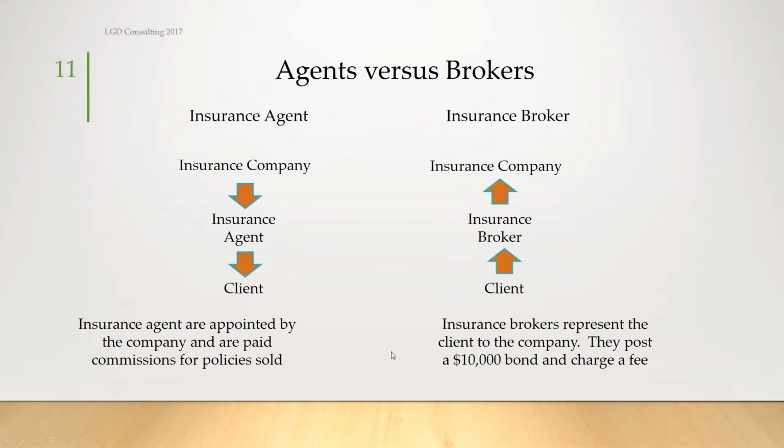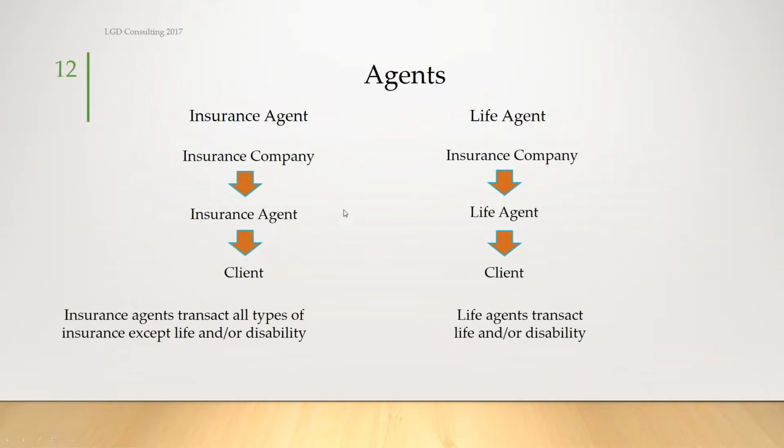Now, brokers cannot bind coverage. A binder is an unconditional receipt when you're writing a policy. You're taking the application with a first premium payment, and a binder means you're unconditionally covered. Only agents can bind coverage because as an agent, you represent the company. The company can give you that binding authority. As a broker, you represent the client. You don't represent the company, so why would we let you bind coverage if you're not even looking out for our best interest? Okay, so be wary of that.